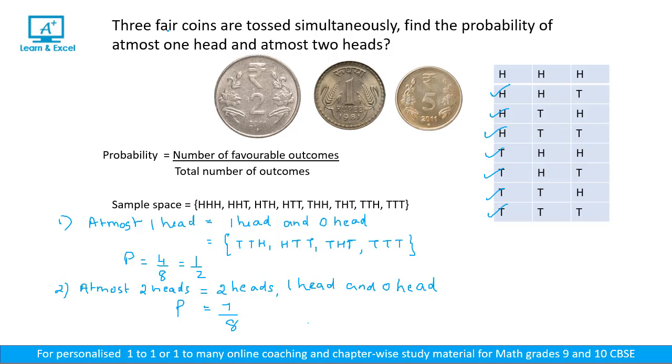I think you have understood the difference between at most one head and at most 2 heads. For at most one head we are going to write 1 head and 0 head. For at most 2 heads we are going to write 2 heads, 1 head or 0 head.